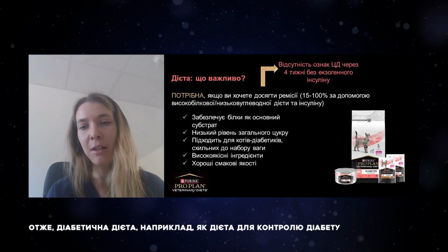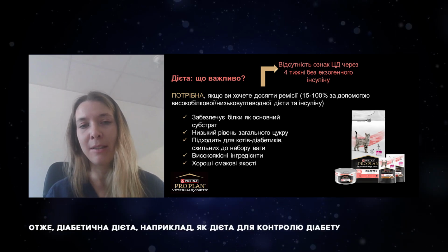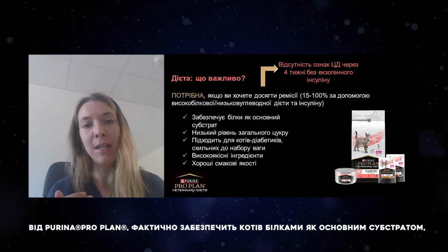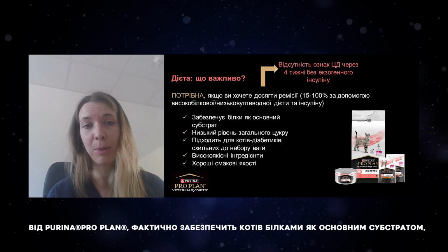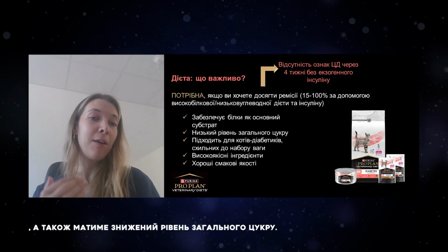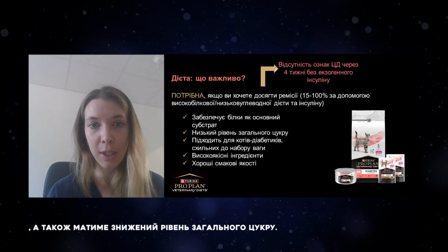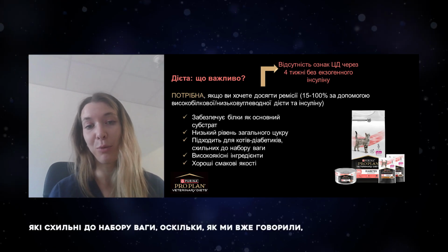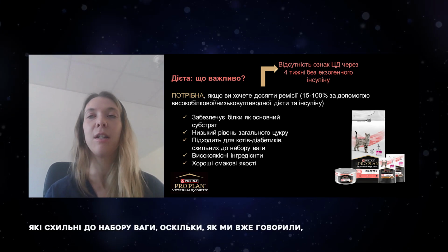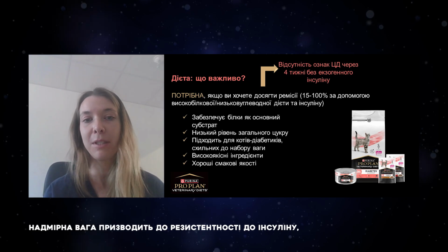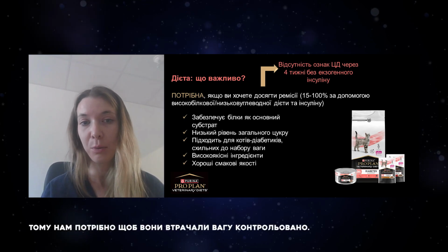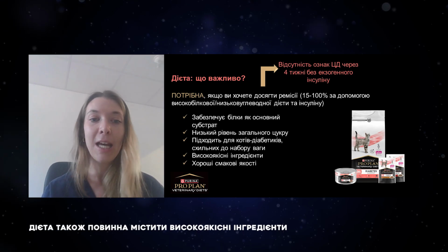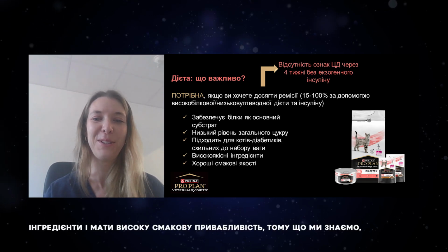So a diabetic diet, for example, like the diabetes management diet of Purina, it will actually provide proteins as main substrate for the cat, and it will have a decreased level of total sugars. So it will also be ideally suitable for a diabetic cat that will be prone to weight gain, because like we said, being overweight will give insulin resistance, and so you want them to lose weight in a controlled fashion.